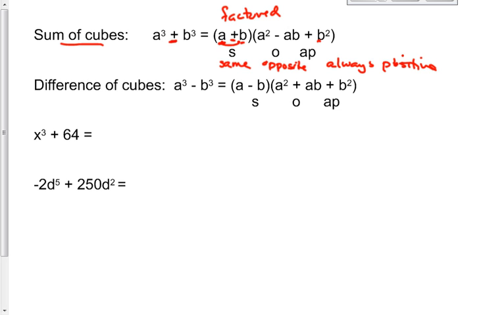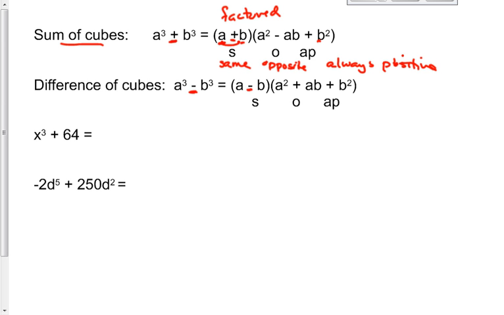Your difference of cubes will be factored the exact same way using the rule SOAP: same, whatever it starts with, you're going to have the same. In the middle will be the opposite of whatever you started with. So we start with minus, we're going to put in a plus, and then always positive in the back. Let's try a couple of these.